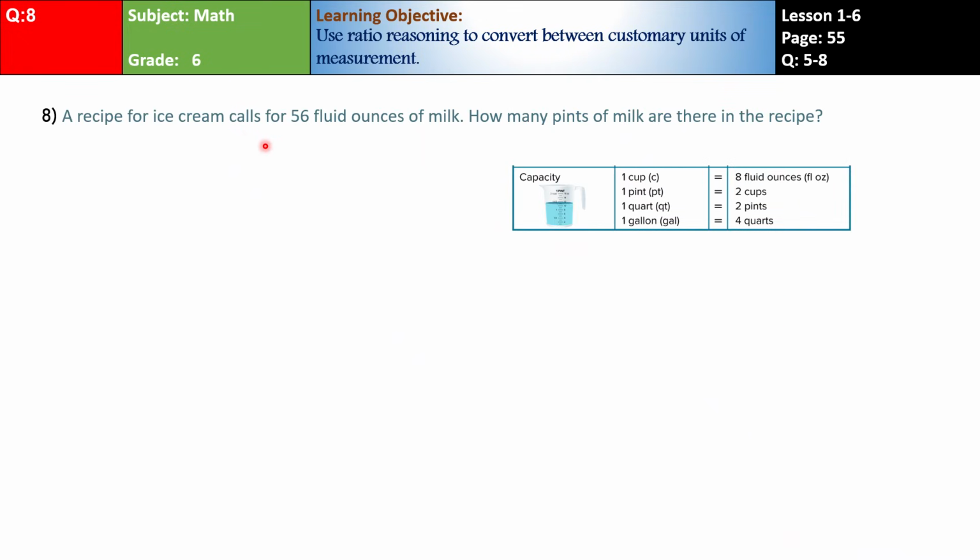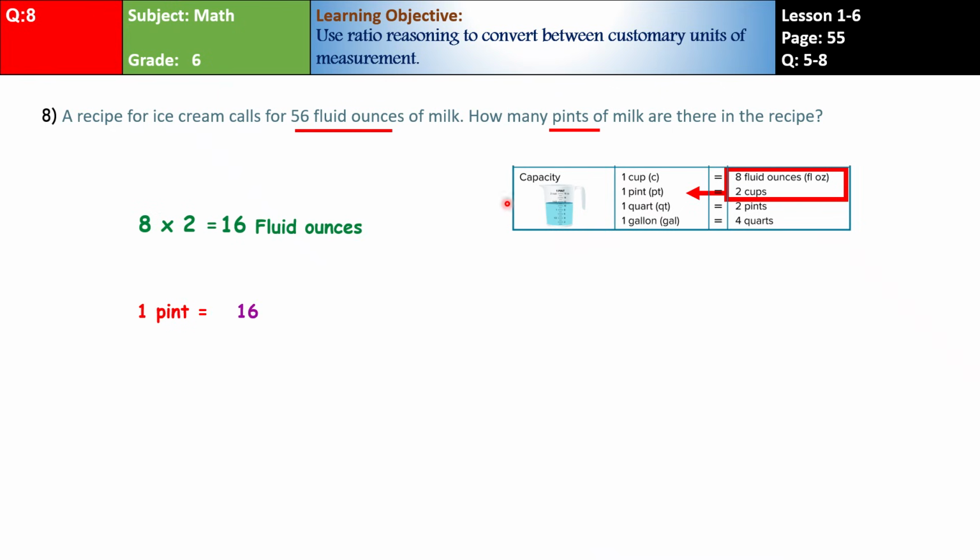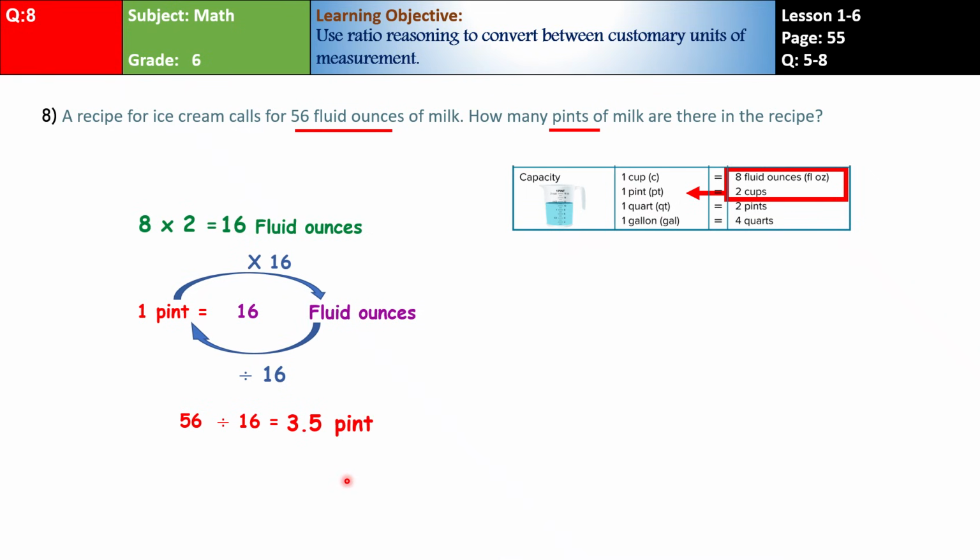Our recipe for ice cream calls for 56 fluid ounces of milk. How many pints of milk are there in the recipe? So we are given fluid ounces and we are going to convert it into pints. Fluid ounces to pints: 8 times 2 is 16. What do we have? 16 fluid ounces in 1 pint. Again, if you are converting pints to fluid ounces, multiply. But if you are going the opposite direction, divide. So here we have fluid ounces, so we will divide by 16. 56 divided by 16 gives you 3.5. So 3.5 pints.